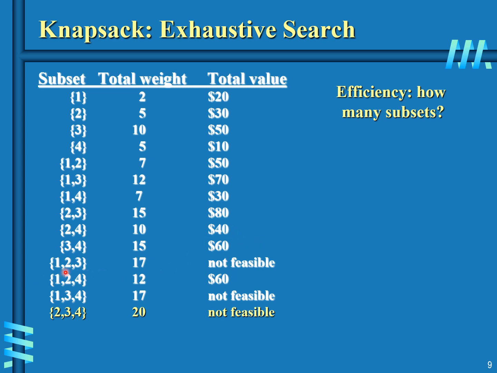For example, if you are considering the 3-item subset, that is 1, 2 and 3, if you add all these weights, 2 plus 5 is 7, 7 plus 10 is 17, but the solution is not feasible. Since we are violating the constraint of the problem, the total weight exceeds the capacity of the sack, whereas it is 16. So it is not feasible.